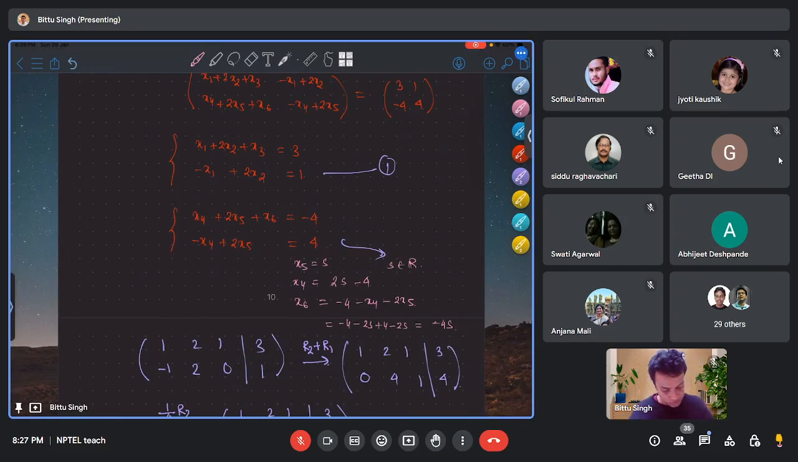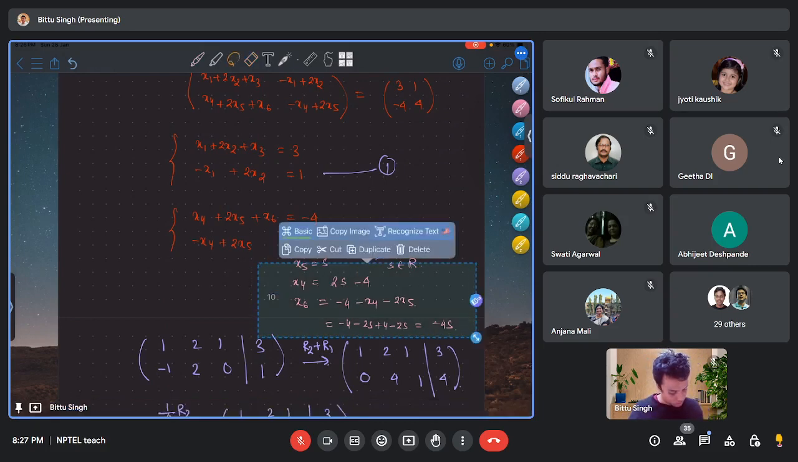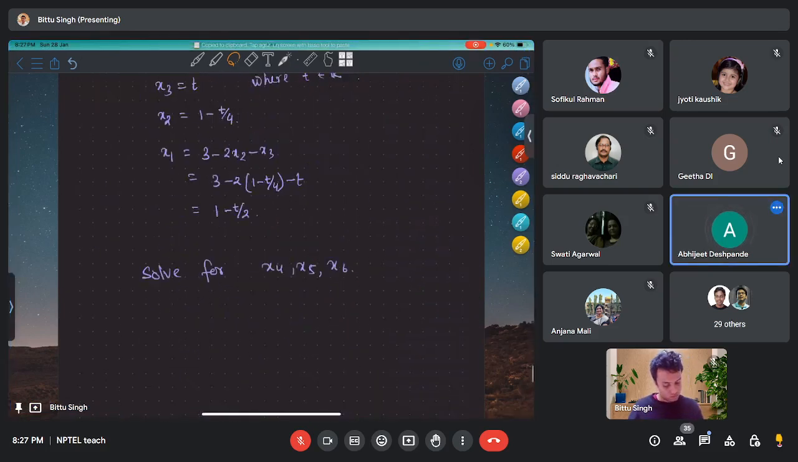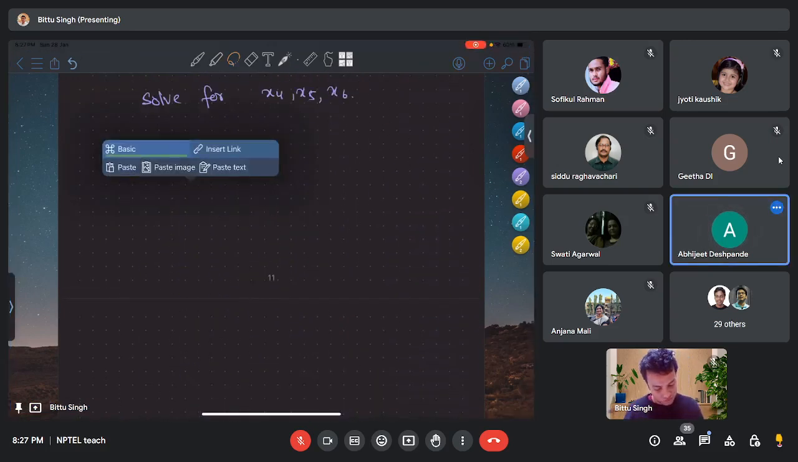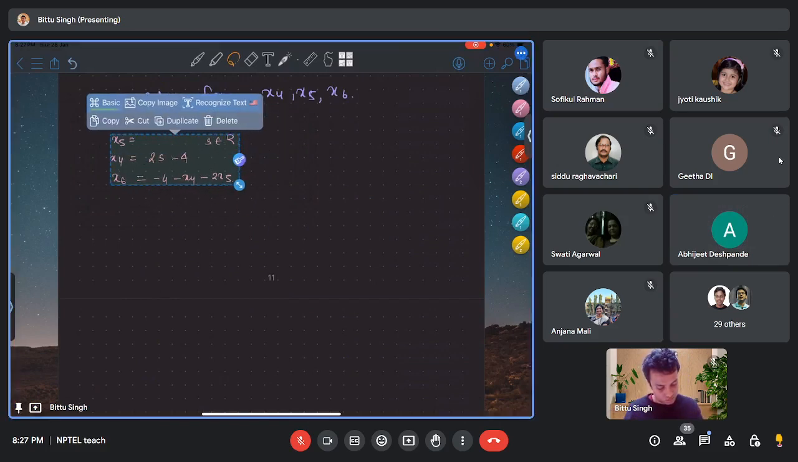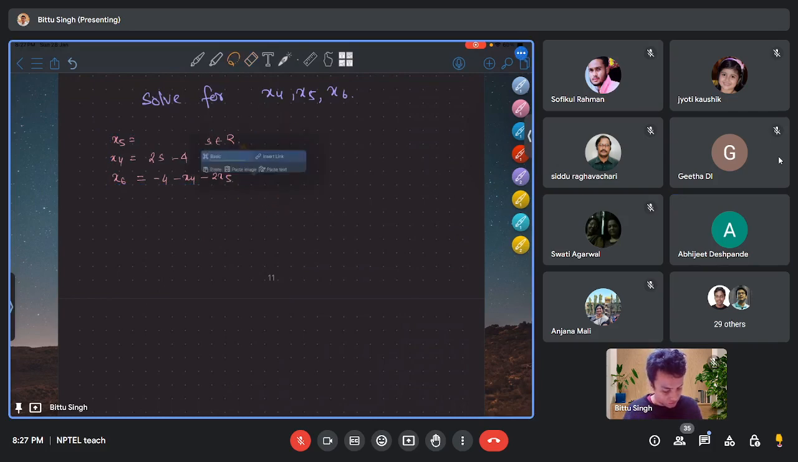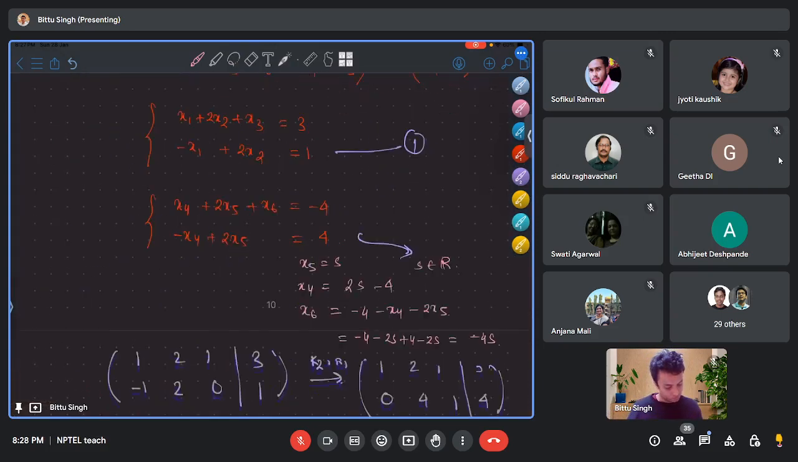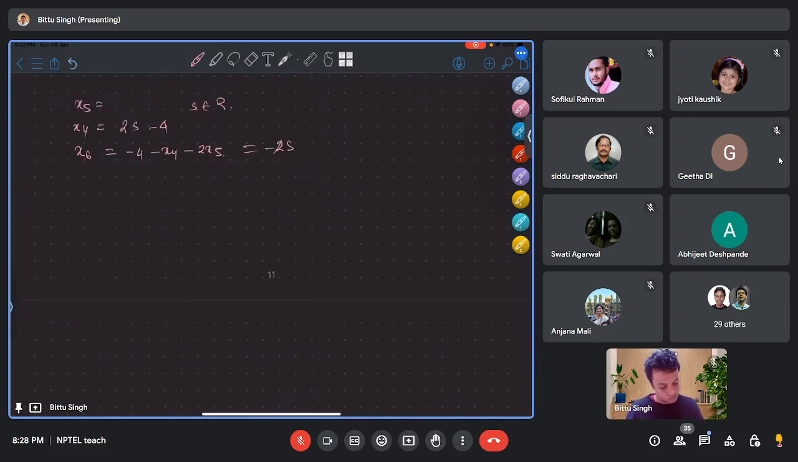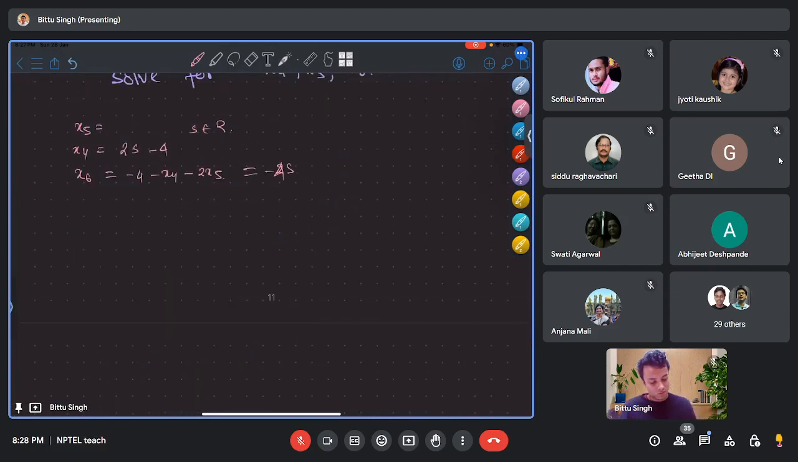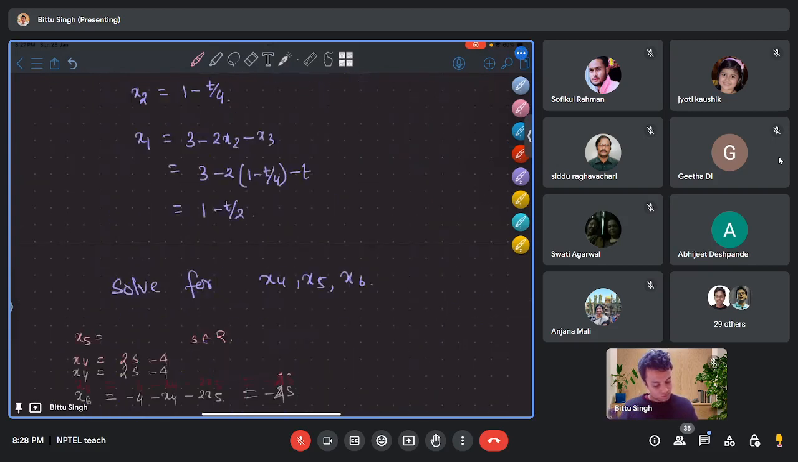So what is this? Just copy this. What was that? It is the same as minus 2s, no? Minus 4, sorry. So the solution can be given in this way. x5 is s.